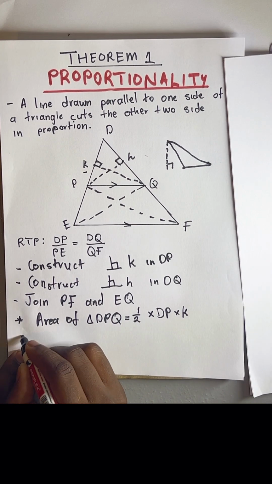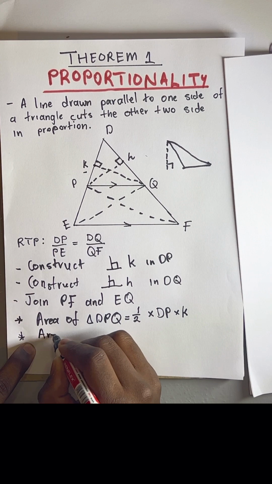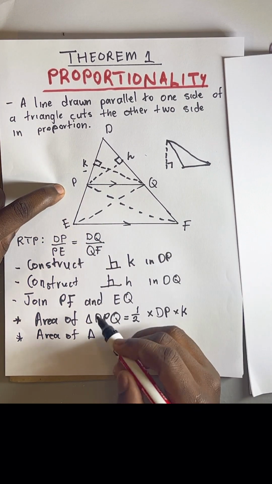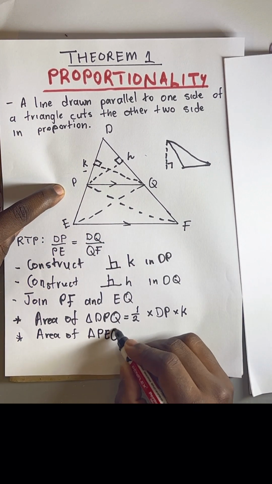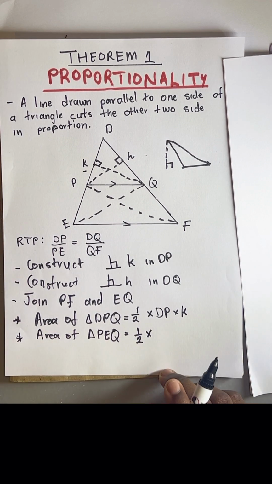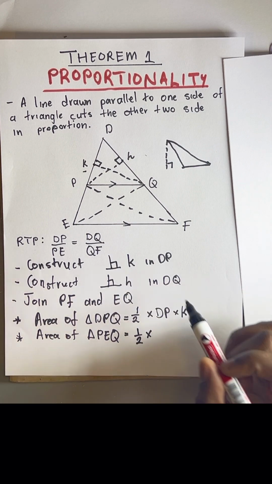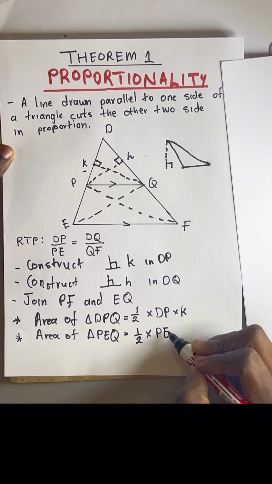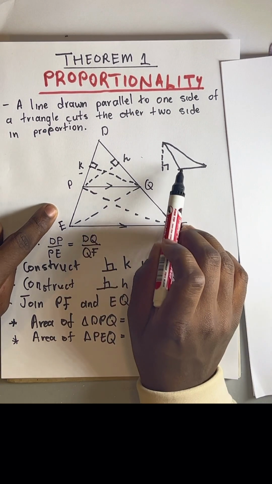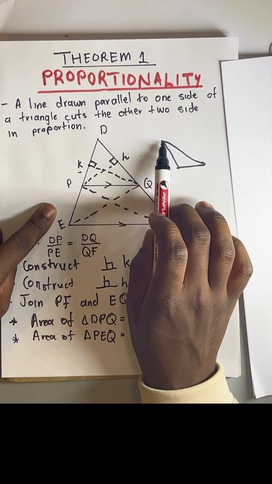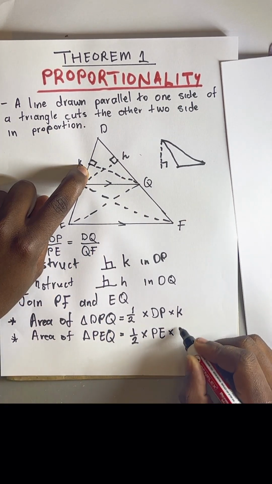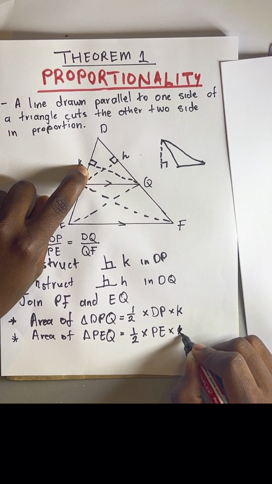So if you are looking at the area of your triangle PEQ, it is going to be equal to half multiplied by your base. What is going to be your base? Your base is going to be equal to PE, and your height is going to be K, just like I said.